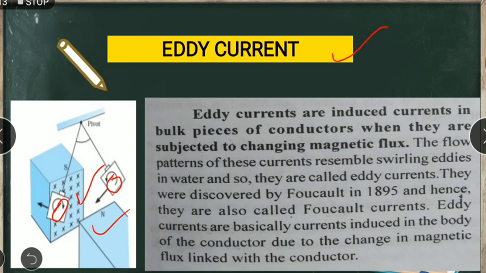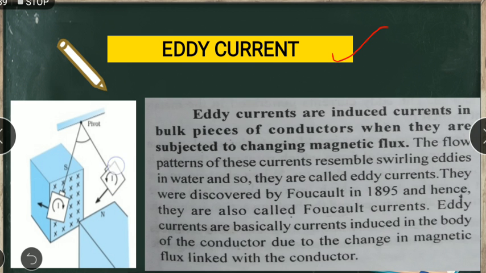They were discovered by Foucault in 1895, so eddy current is also called Foucault current. Eddy currents are basically currents induced on the body of the conductor due to the change in the flux linked with the conductor.